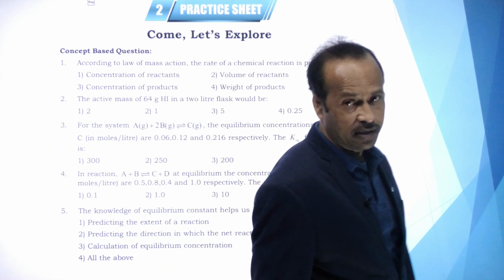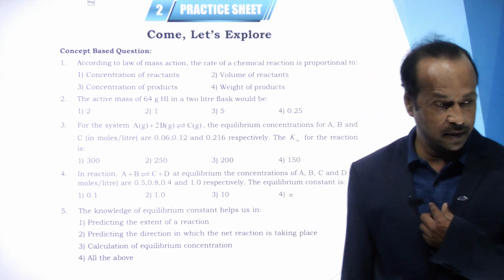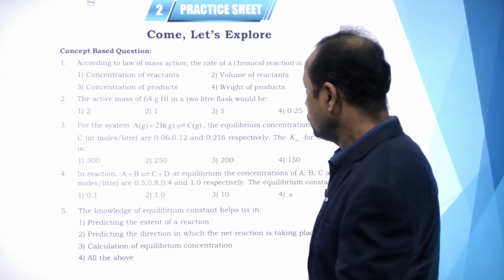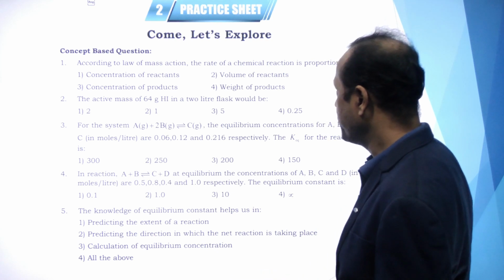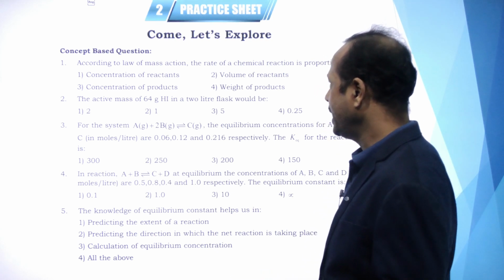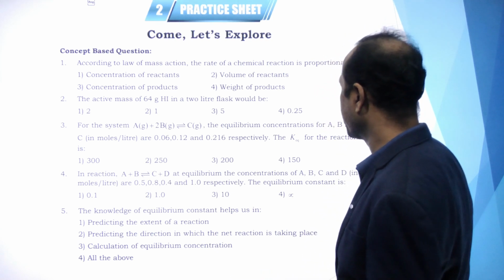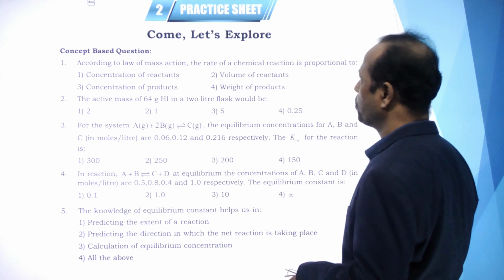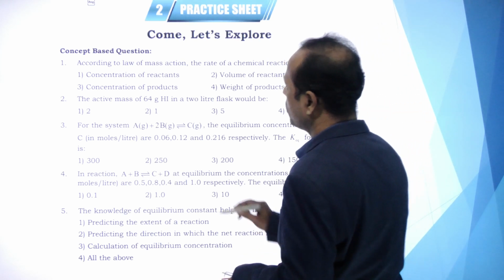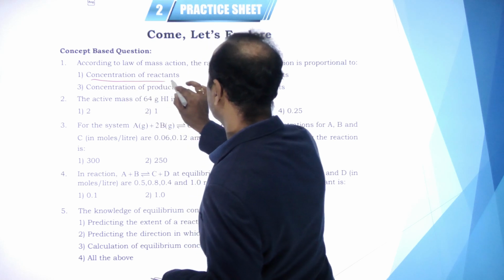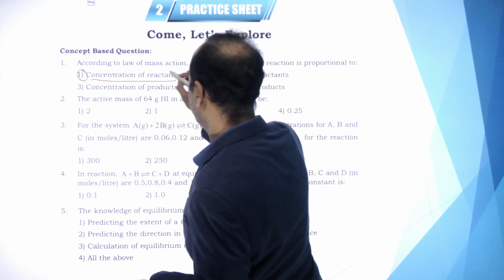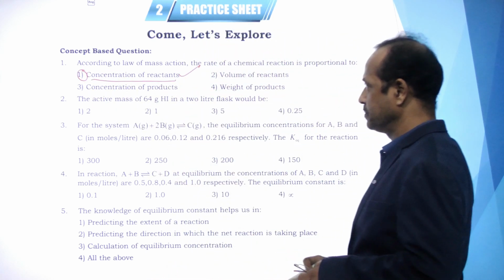Now let's solve some questions here. See, according to the law of mass action, the rate of chemical reaction is proportional to the concentration of reactants. So this is the right answer. That's the first answer.